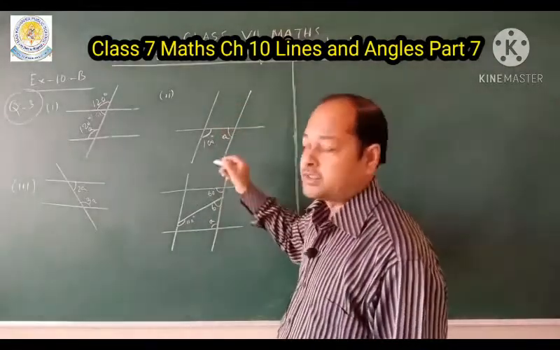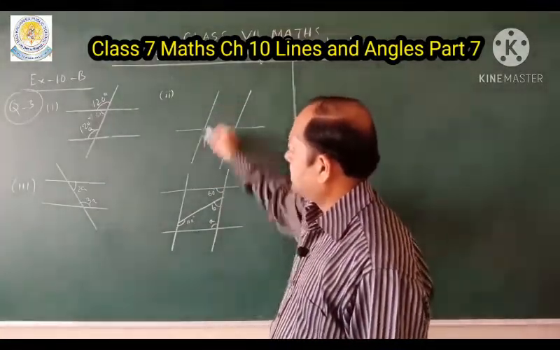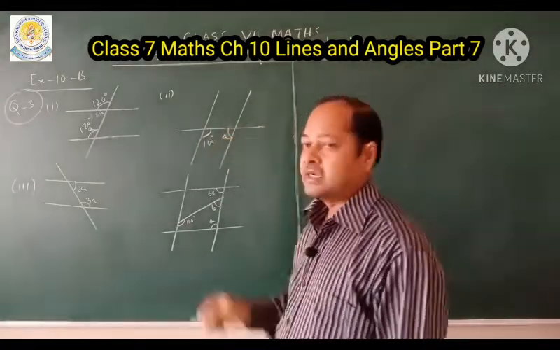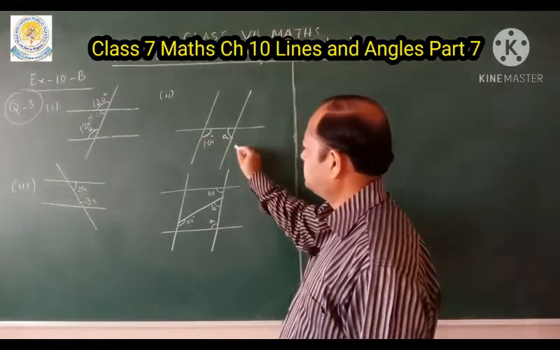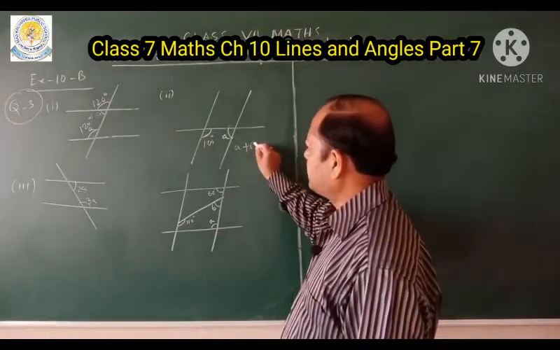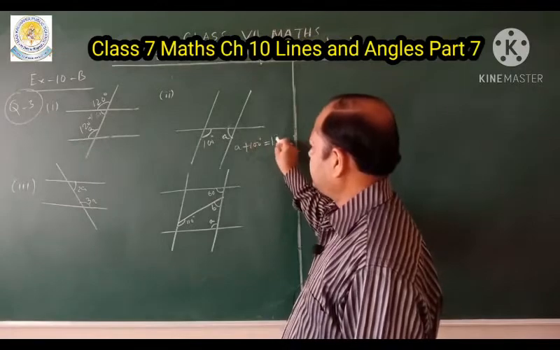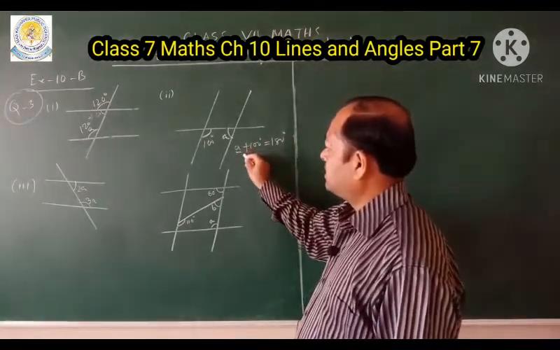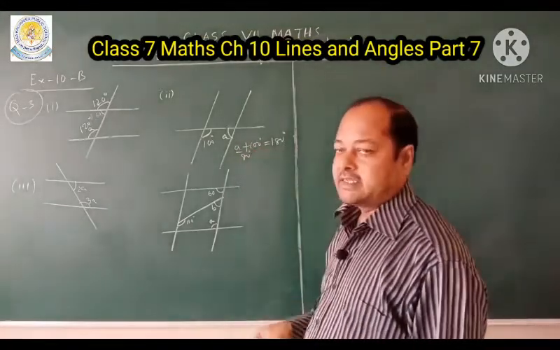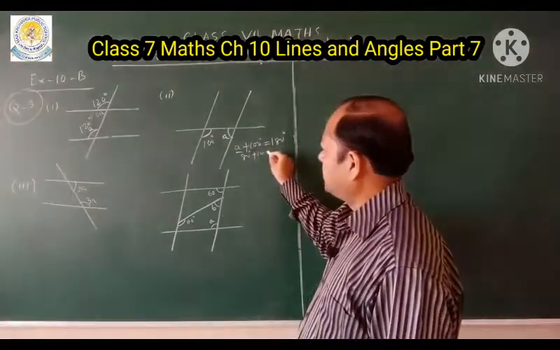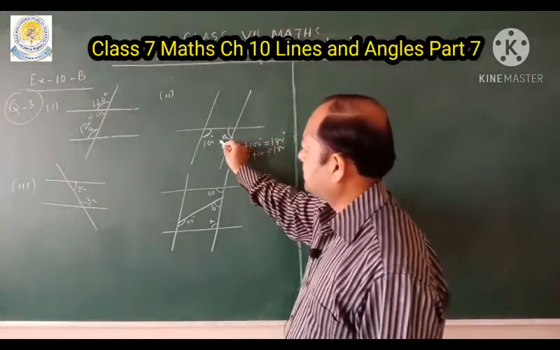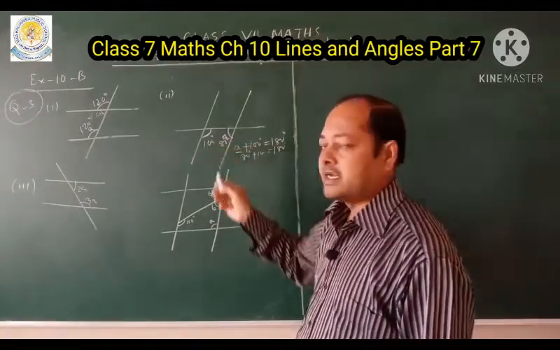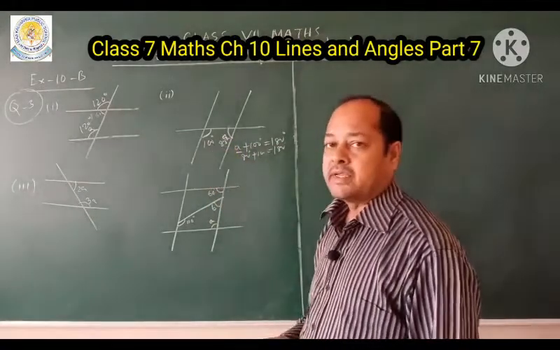Now look at this figure 2. Here these are the parallel lines and this is the transversal line. So here A plus 100 will be 180 degree. Okay, that means A is how much? A will be 80 degree. So if A is 80 degree, then 80 plus 100 will be 180 degree. So A will be 80 degree, because A plus 100 equal to 180 degree, as these two are co-interior angles.